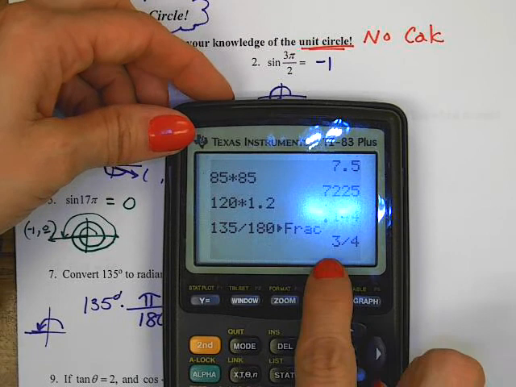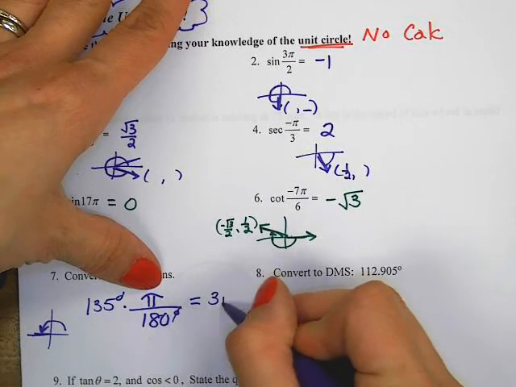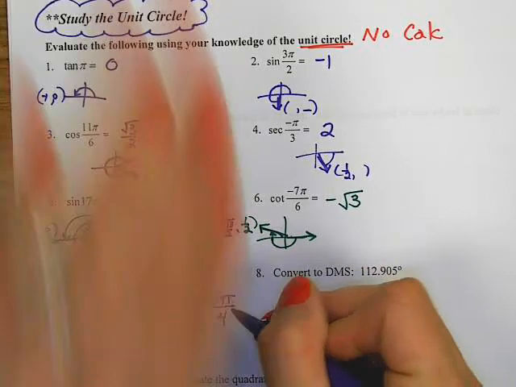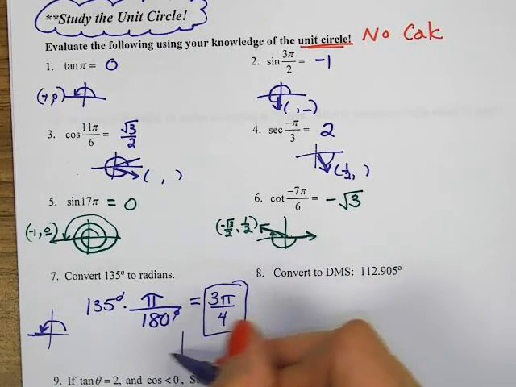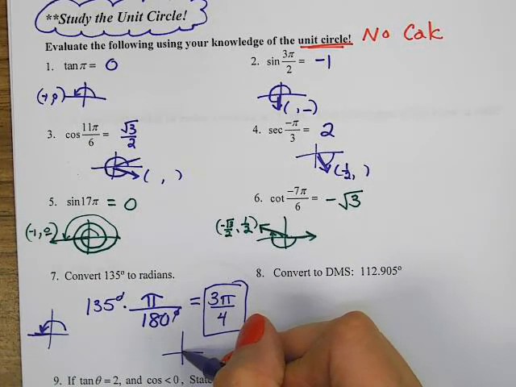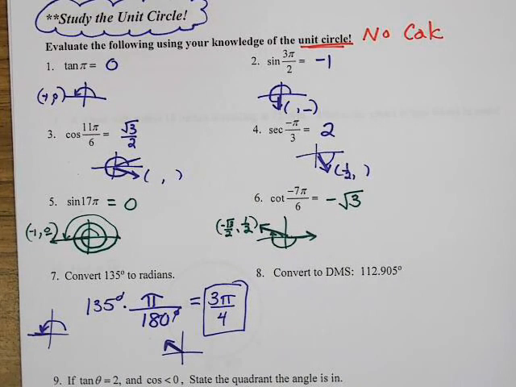And the fraction is 3 over 4, but I didn't type the pi, so it must be 3 pi over 4. I feel like I should know that answer. 3 pi over 4. 3 pi over 4 is right here. Oh yeah, that's 135 degrees. We should have known that one, right? Okay, number 8.